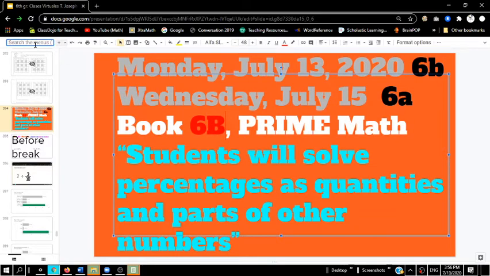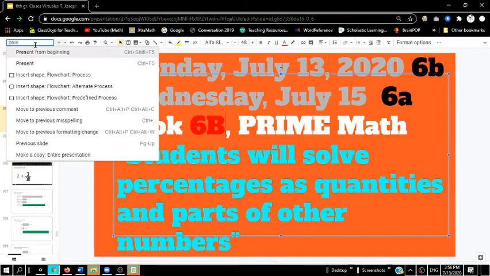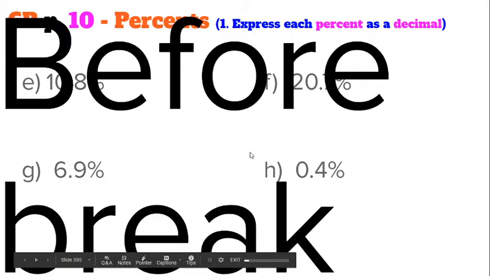Before break, boys and girls, we were able to look at just understanding the concept of percentages, decimals, and fractions, comparing them. We were looking at, for example, expressing a percent as a decimal, and then also looking at decimals as percentages and fractions as percents, and just a whole bunch of stuff, right? So that was before break.